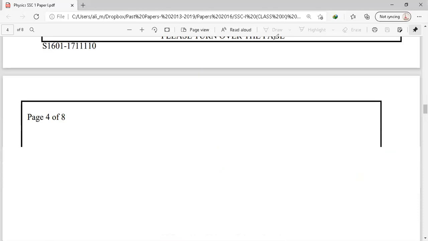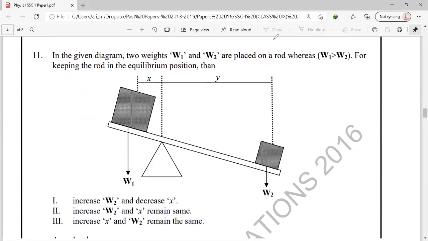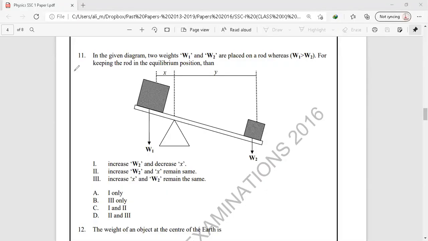Let's come to question number 11. This question number 11 is from our chapter number 4, Turning Effect of Force. In this diagram, two weights W1 and W2 are placed on the rod, where W1 is greater than W2. For keeping the rod in equilibrium: right now, this rod is not in equilibrium because the torque in the clockwise direction is greater than the torque in the anti-clockwise direction.